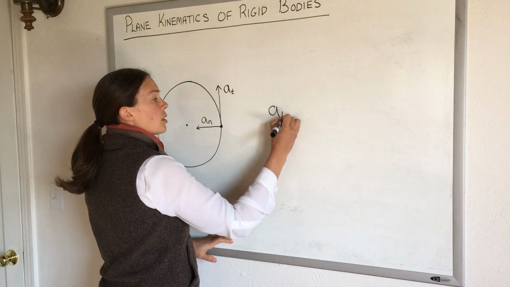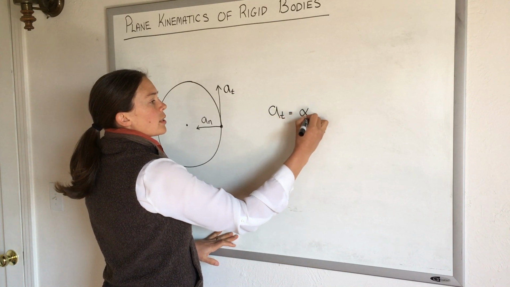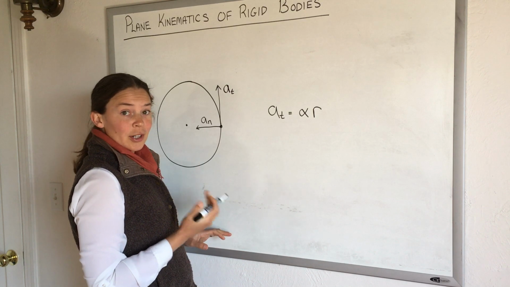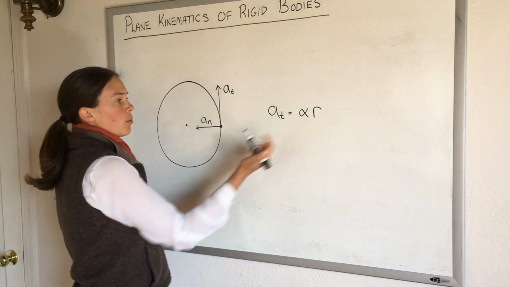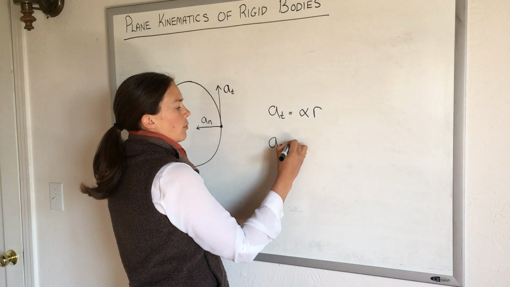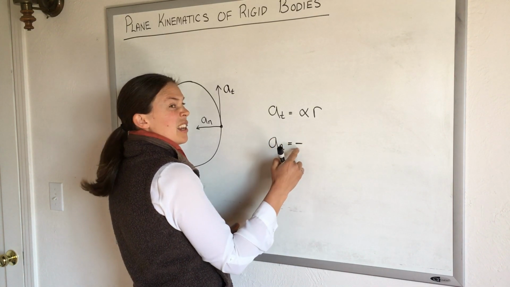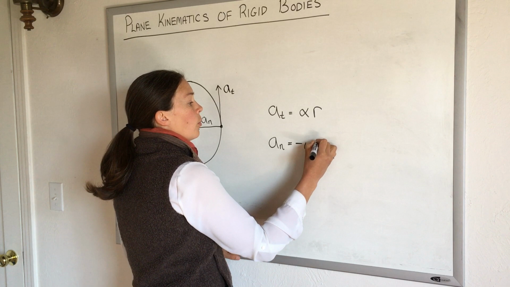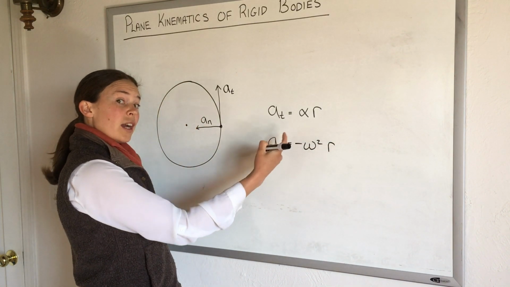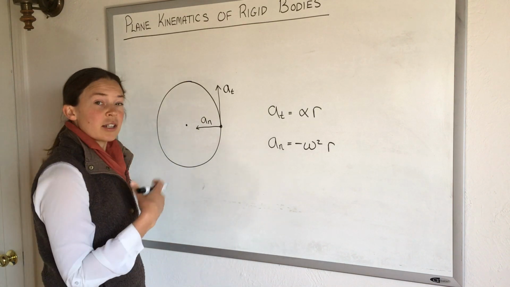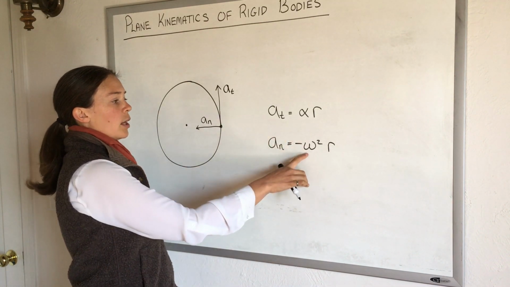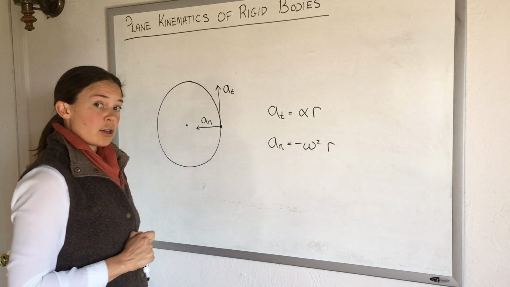the tangential acceleration is equal to alpha times r. It would have been theta double dot r in our original notation where we were just using theta. And the normal component of the acceleration will be minus, that's into the center of the circle, omega squared r. It used to be minus theta dot squared, and now instead of theta dots and theta double dots, we're just going to use omega and alpha for angular velocity and angular acceleration.